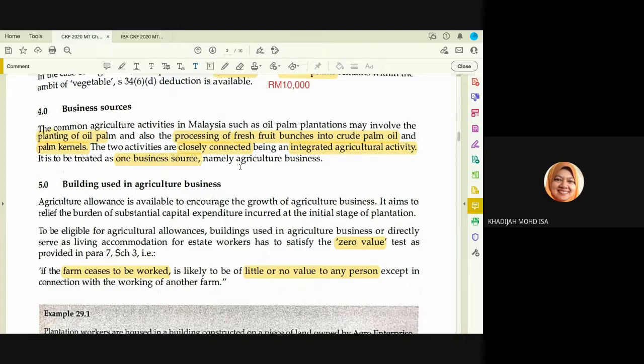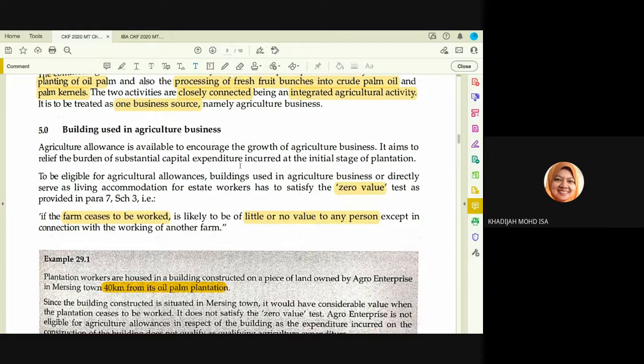And then you have a building used in agriculture business. Agriculture allowance is available to encourage the growth of agriculture business and aims to relieve the burden of substantial capex. In order for the building in agriculture business to be eligible as a building for agriculture purpose, it has to pass a zero value test.